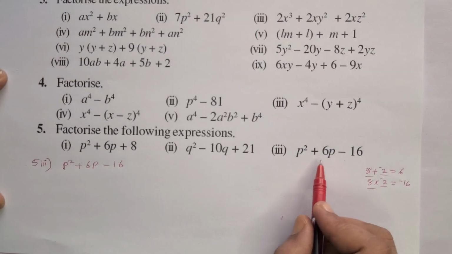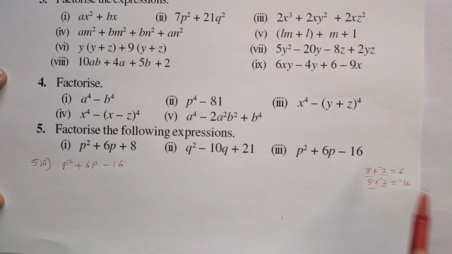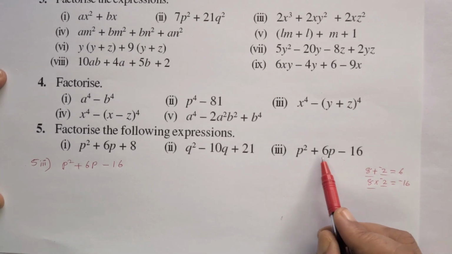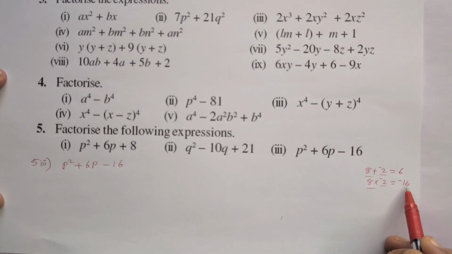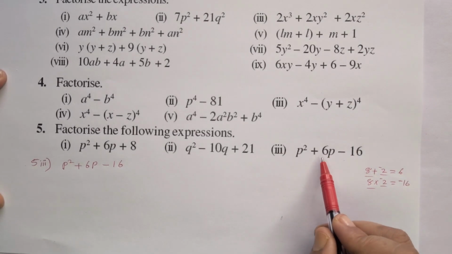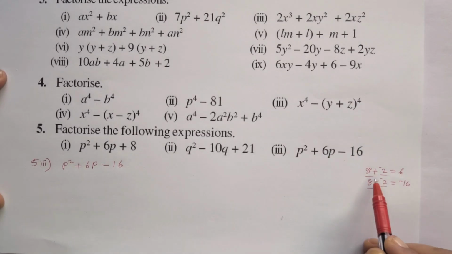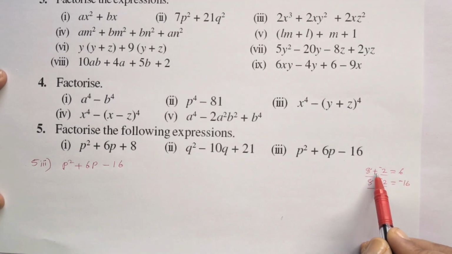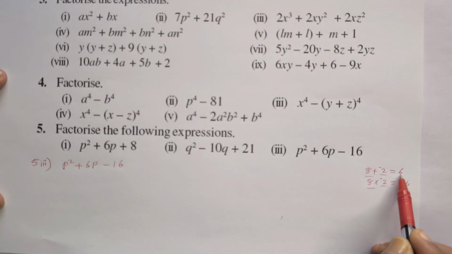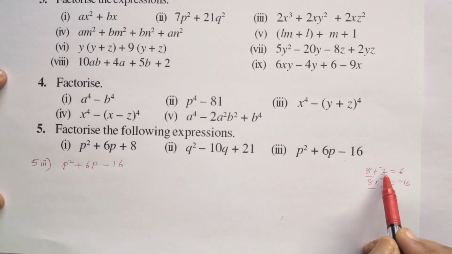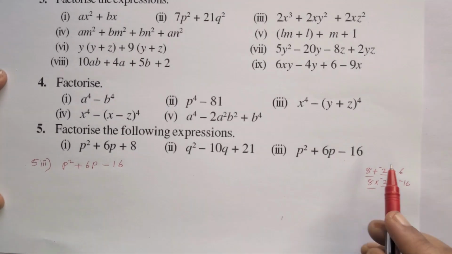And the third question, p square plus 6p minus 16. Here we have to find two numbers such that the sum is 6 and the product is minus 16. Product is negative, which means one number is negative, and the sum is positive, that means the bigger number will be positive. So 8 and 2. 8 is the greater number, so 8 plus minus 2 will come 6, and 8 into minus 2 is minus 16. So using 8 and minus 2, we can split the middle term.